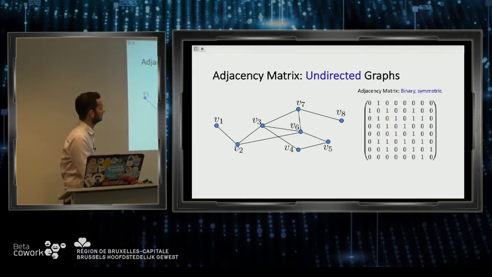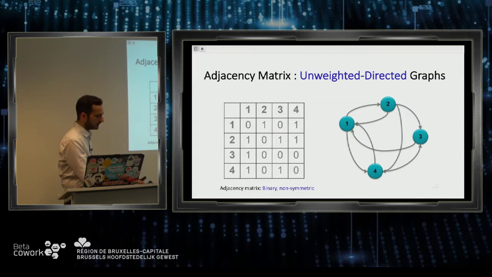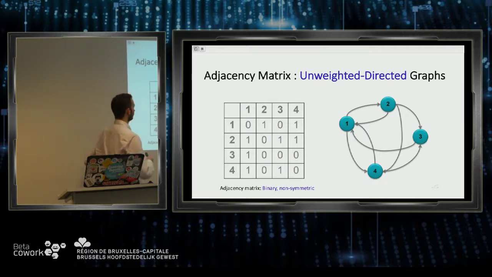So that's the adjacency matrix for an undirected graph. It's a binary symmetric matrix. If I have, however, an unweighted and directed graph, a directed graph with no weights on the edges, then you can see I have here a simpler graph, and the matrix is now binary because it's unweighted, but because it's directed, the matrix is now non-symmetric. This means that if I fold the matrix as before, the elements will not correspond. And you'll see here why.